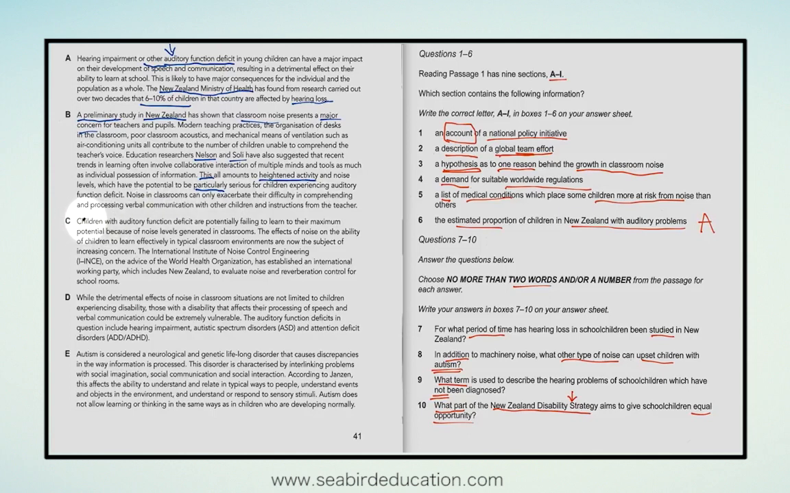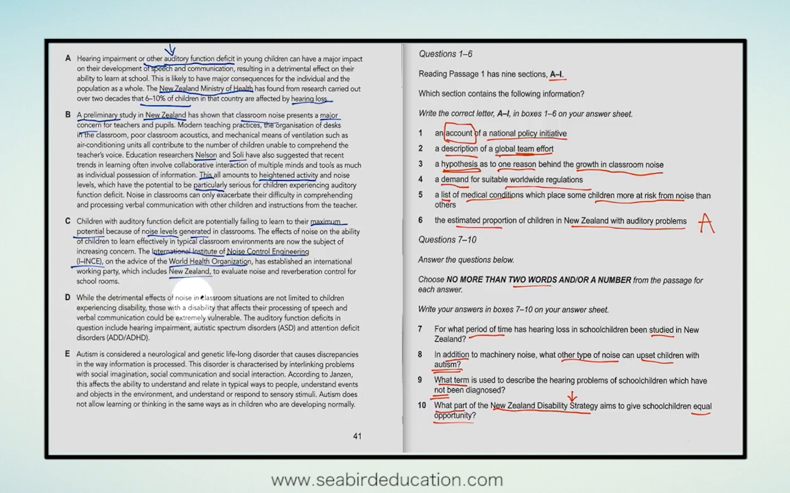Okay, now let's look. Read the first sentence. Children with auditory function deficits are potentially failing to learn to their maximum potential because of noise levels generated. Okay, all right, so noise control engineering, International Institute, sorry, Organization, New Zealand again. Okay.